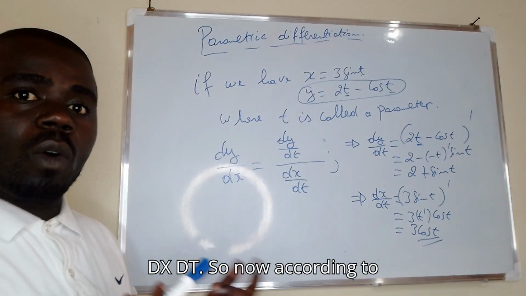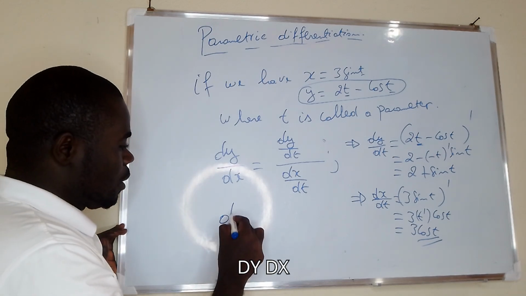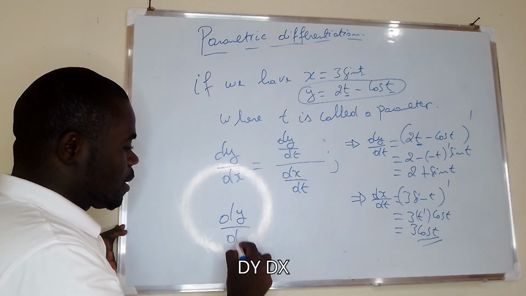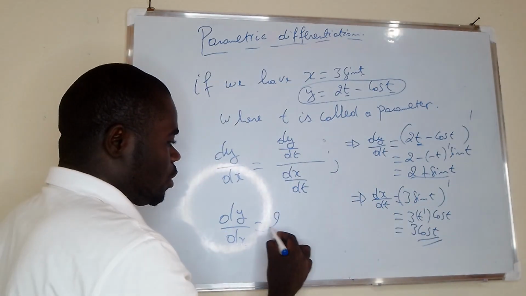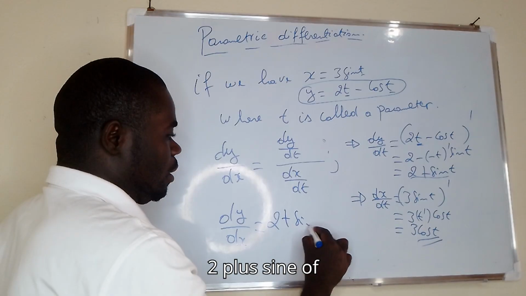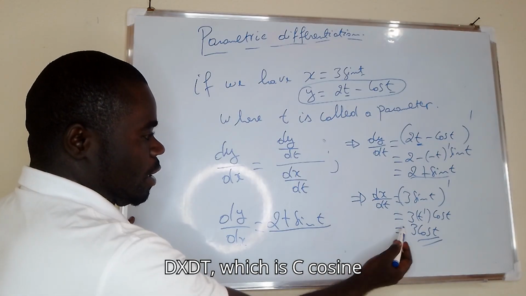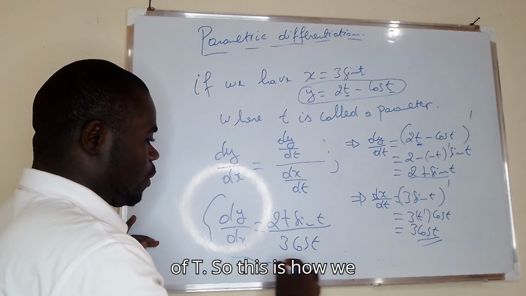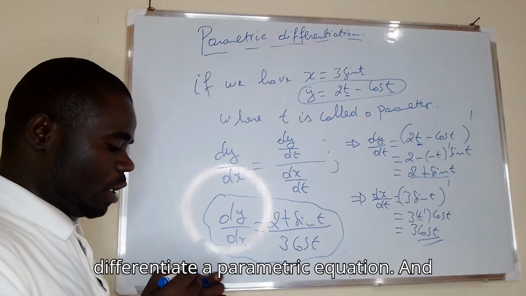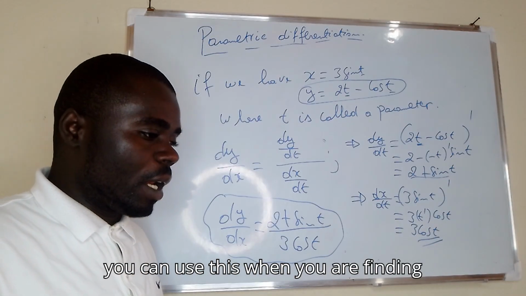So now according to this, our dy/dx is equal to dy/dt, this one, 2 plus sine of t, divided by dx/dt, which is 3 cosine of t. So this is how we differentiate a parametric equation.